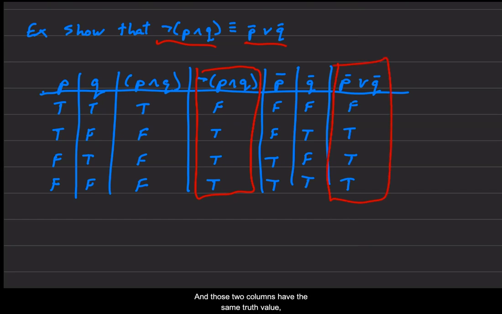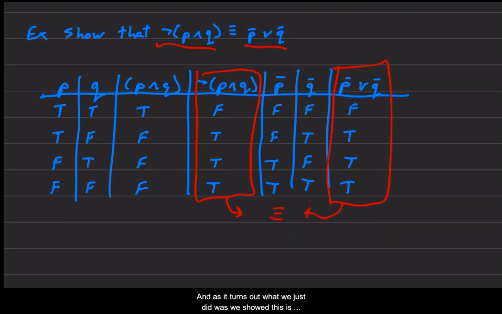So once I have these, I can see that these two columns have the same truth value, therefore they are logically equivalent. And as it turns out, what we just did was we showed this is one of De Morgan's laws. And we just showed that it was true.